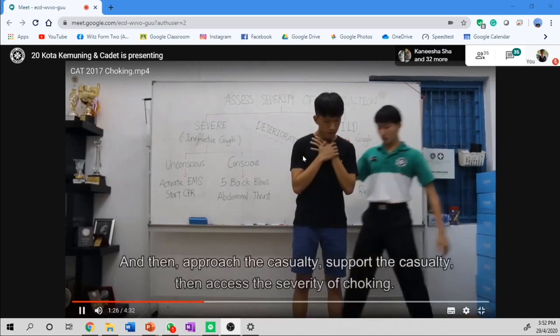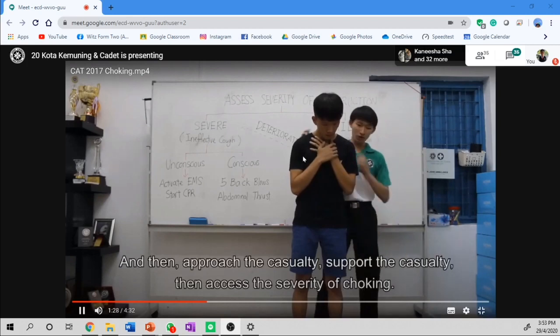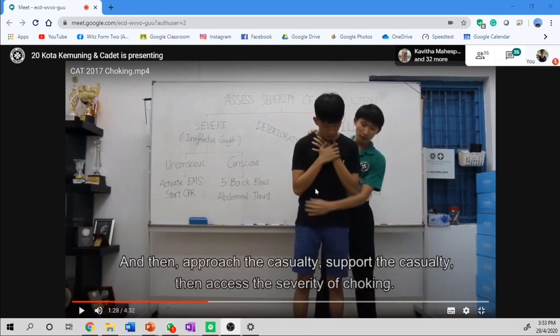Even for severe choking, you need to support the casualty with the leg in between, and the hand here also supports. Supporting is a very important role in choking.